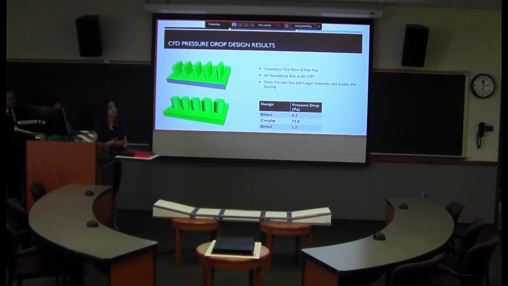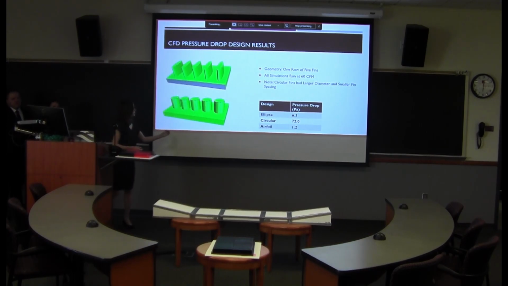For these models, we chose to run them on geometries with the numbers of fins ranging from 1 to 15 fins. But for the results shown here, these are the results for the geometries of 1 row and 5 fins, as you see pictured here. All of these simulations were again run at 60 CFM. And it's important to note that the circular fins had a larger diameter and smaller spacing between the fins, which is the reasoning for the much larger pressure drop for the circular fins that you see here.